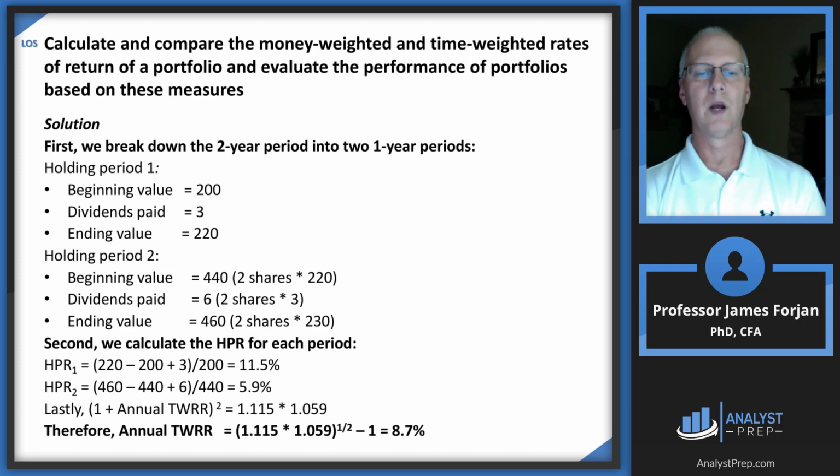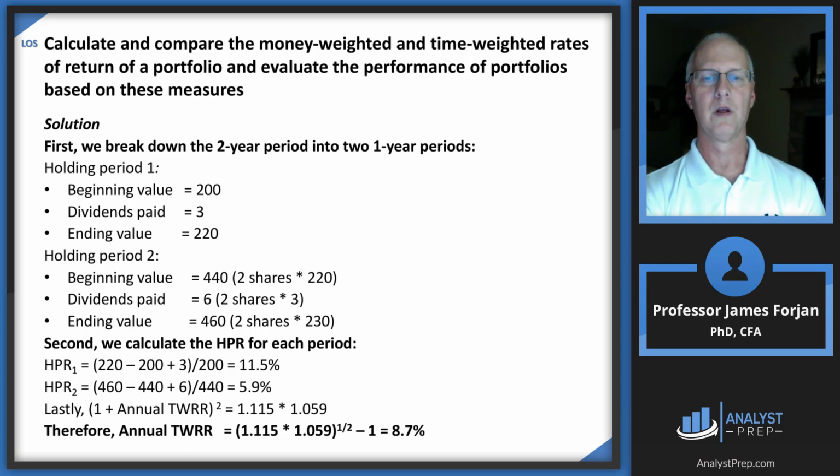All right, so what we are going to do is first compute the holding period return for each period. And so what I want you to do is skip down towards the bottom of the page where it says second, let's calculate the holding period return for each period. All right, so notice that holding period one, what did we do? We started out with 200. We ended up with 220. We got a $3 dividend. So that's 11.5%. That one should be okay.